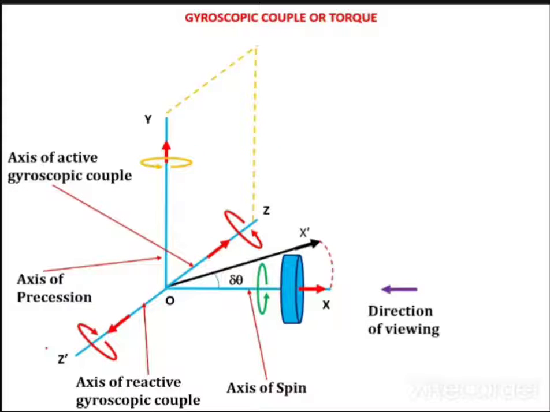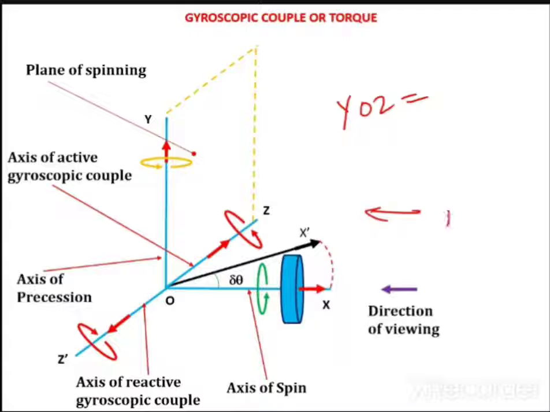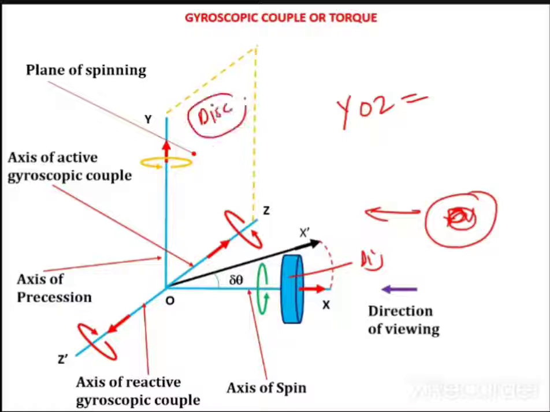Now let us understand this plane. This plane YOZ is nothing but the plane of spinning. Why is it called the plane of spinning? You have to look from the front. If you are looking from this side, you can see that this disc is spinning. This disc is spinning on this plane, or you can see that the disc is spinning in a plane parallel to this plane YOZ.